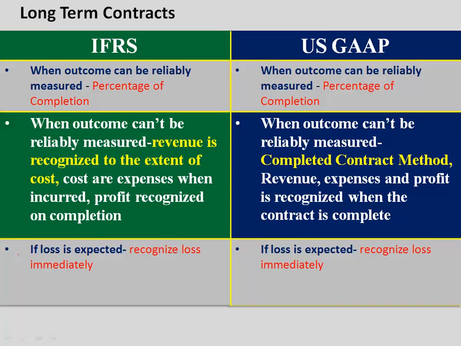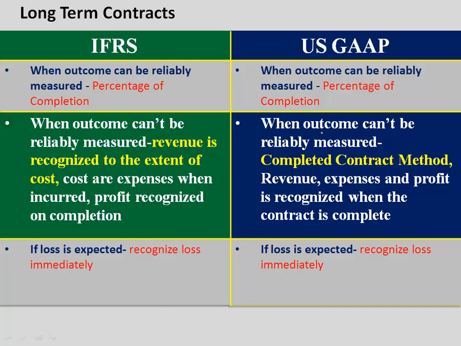I think this is something you would want to remember. You see a project where total revenue is, let's say, 1000 over the period of 5 years, and total expected cost over the period of 5 years is 1200. Then irrespective of which accounting framework you are operating in, whether it's IFRS or US GAAP, the entire loss of 200 has to be booked today itself. So recognize losses immediately.